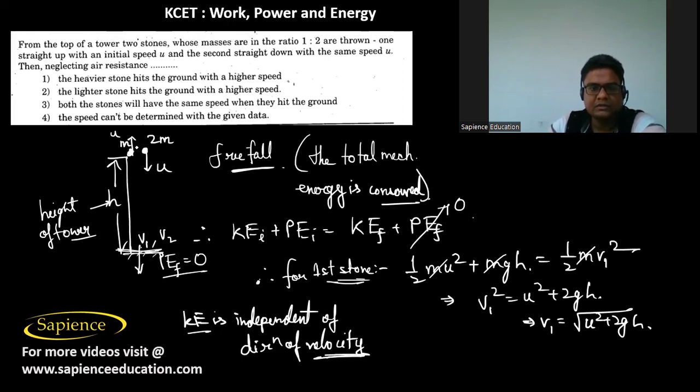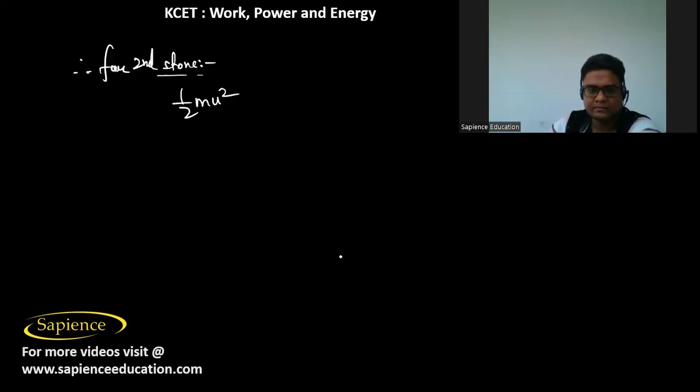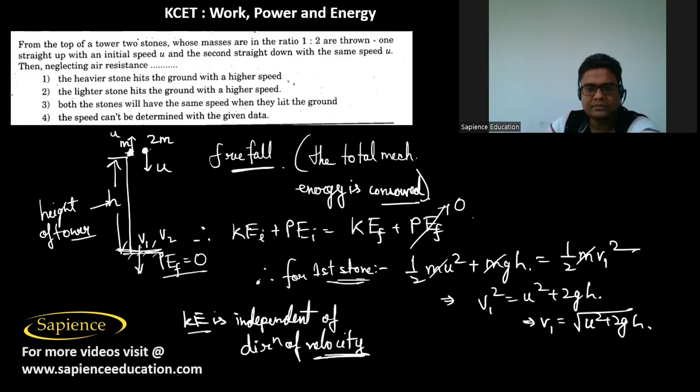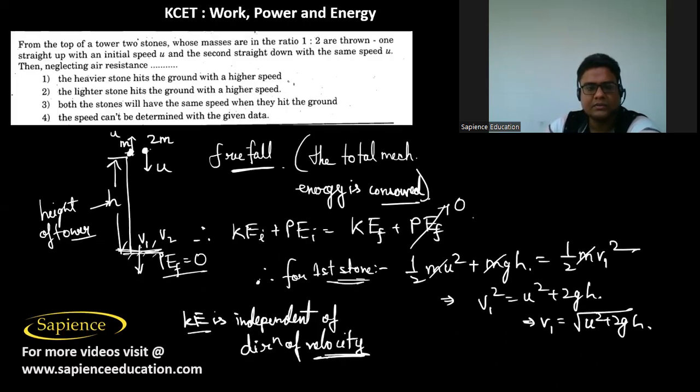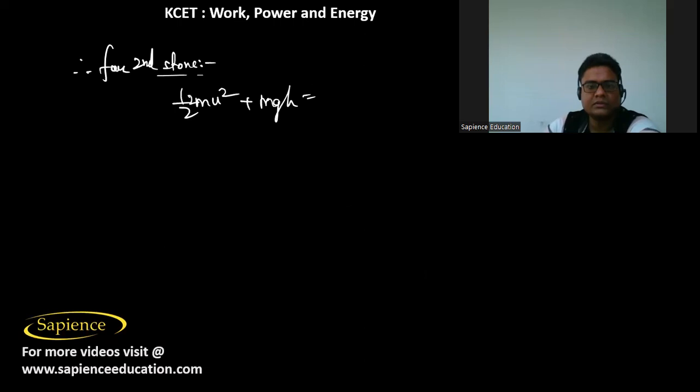Even if the initial velocities of the first stone and the second stone are opposite, their magnitude is the same. So it means their initial speeds are same. So their initial kinetic energy is also same. So half mu square plus the initial gravitational potential energy, that is mgh, that will be equal to, okay, their masses are also not same. For the second stone, the mass is 2m. So this will be 2m.